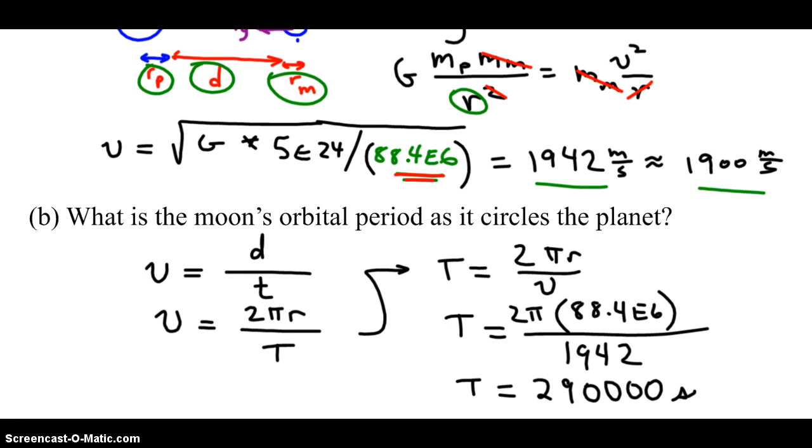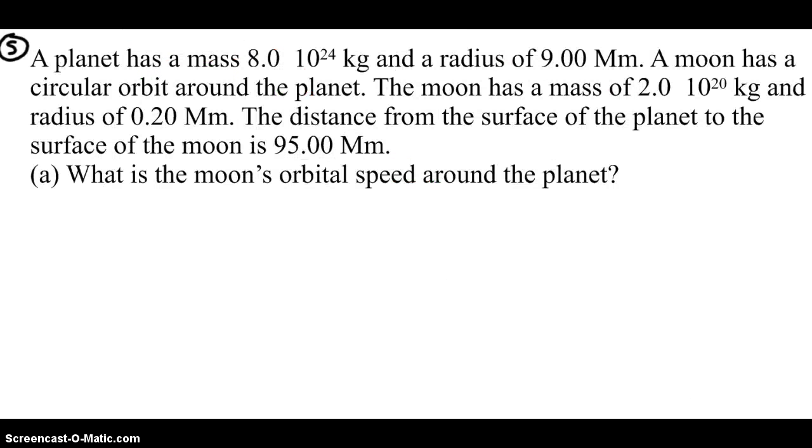2,9,0,0,0 when we round for sig figs, like that. Alright, next one. And I'm going to do this one a little bit more quickly.